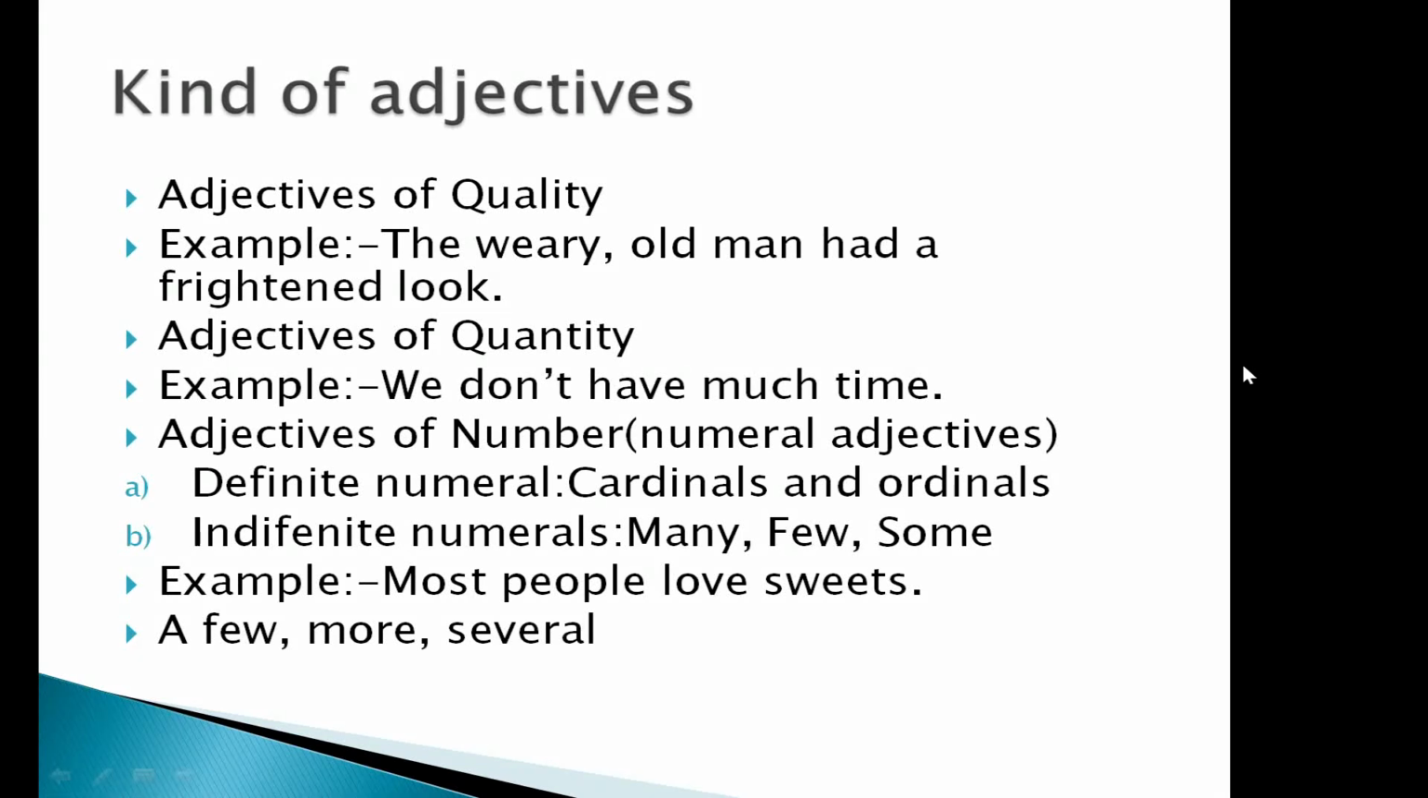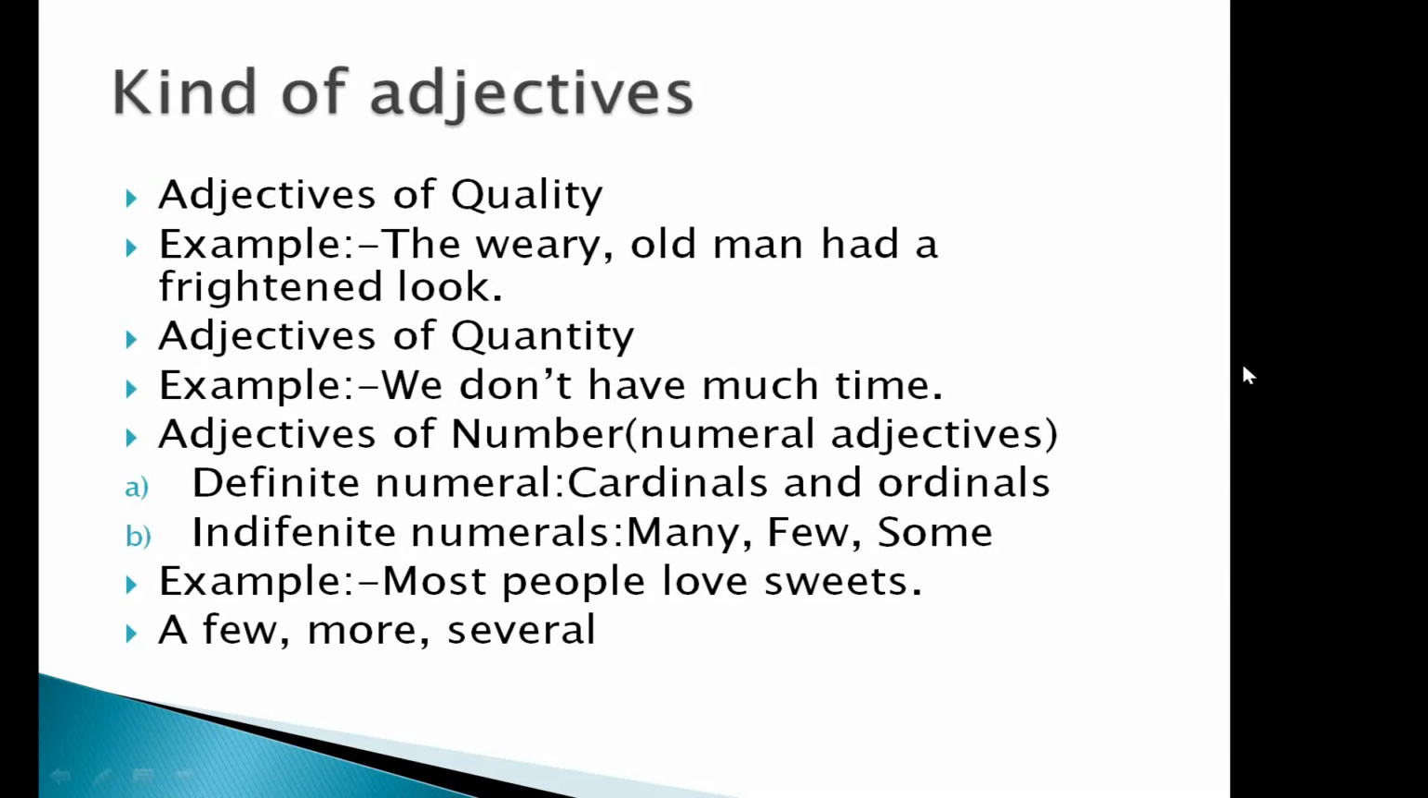In this sentence, we find the examples of adjectives of quality like very, old. These are two words which are describing man. Another example of an adjective in this sentence is frightened. The word frightened is an adjective because it describes the look. When we talk about adjectives of quantity, we can say we don't have much time. So this much is describing the quantity. Enough, little, any, whole. These are some more examples of adjectives of quantity.